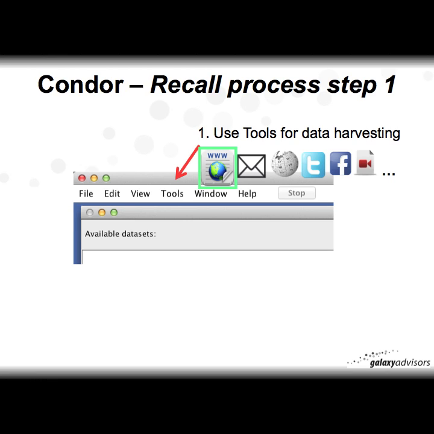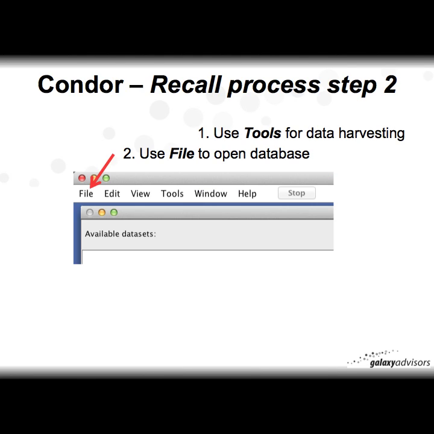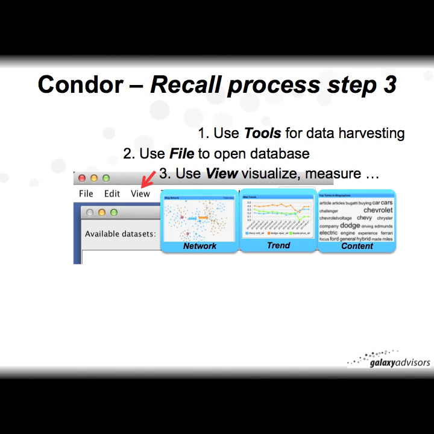Let's recall the three process steps. The first step is to use the tools for data harvesting. You create a database that you store your data in. And in this example, we're going to use the World Wide Web as our data harvesting tool. Next, we're going to use the file to open that particular database and its corresponding data sets. And then we're going to use the view command to analyze the network, map out trends, and examine the content.